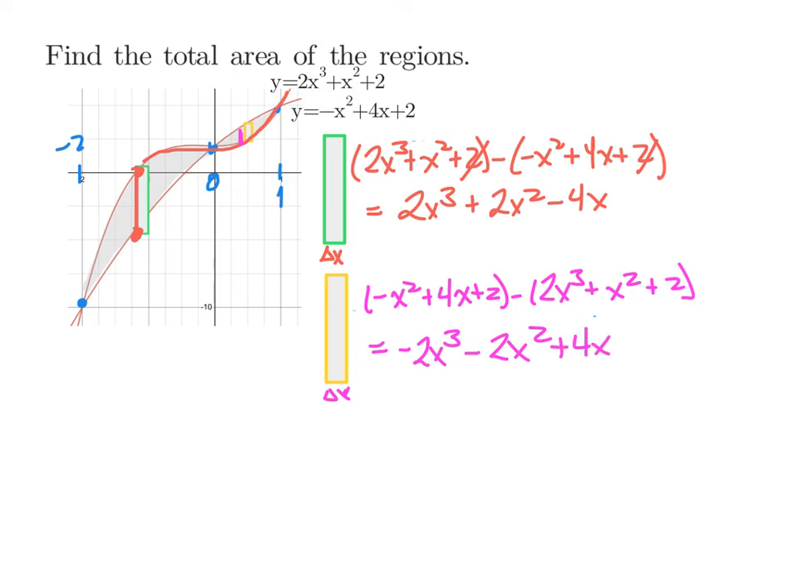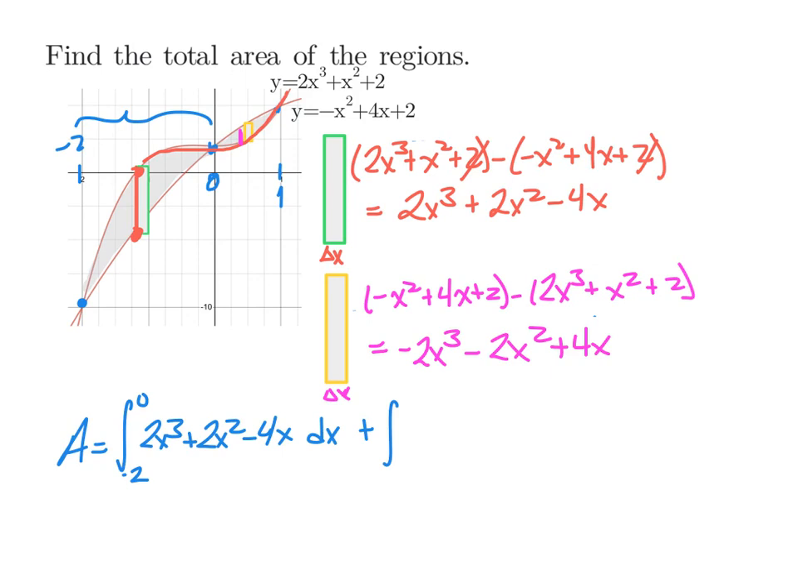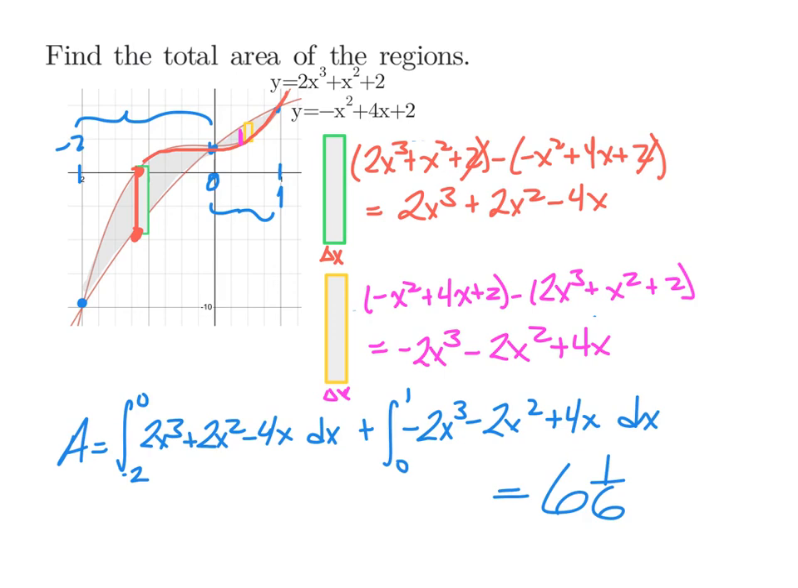Now we have our two regions that we need to set up two definite integrals for. So our total area will be the area of the first region, which is 2x cubed plus 2x squared minus 4x dx. And that interval goes from negative 2 to 0. The next area goes from 0 to 1. And it is the opposite function, the 2x cubed minus 2x squared plus 4x dx, with a negative sign in front. If you calculate that on your own, you should simplify it down to 6 1/6 as a final answer.